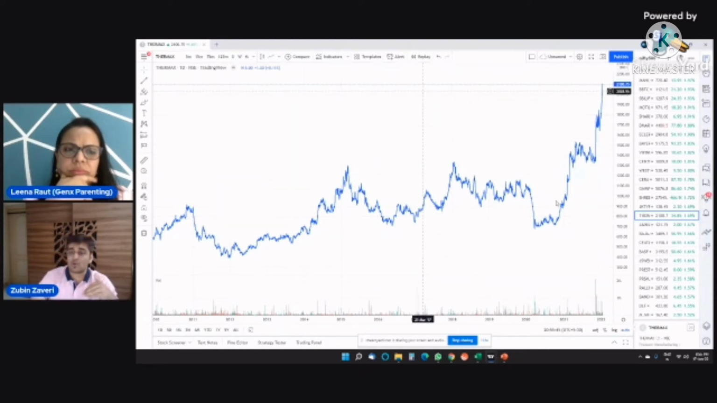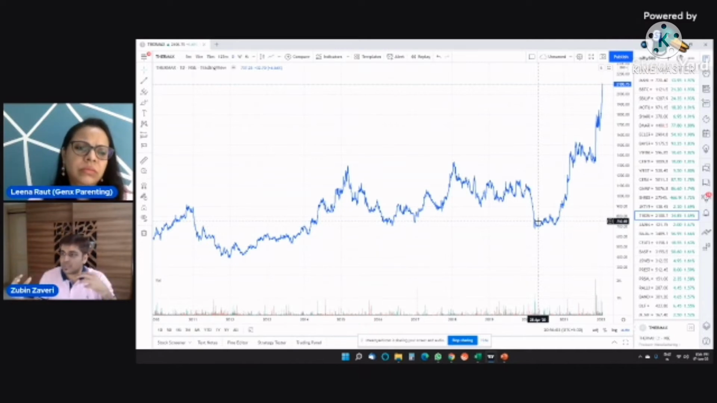So how to do that? How to follow the institutions with the help of this particular chart? How will we find out where institutions have bought this stock and where they have sold it? For that, in these charts, there are certain chart patterns. Have you heard about some patterns like double bottom, head and shoulders, cup and handle? Have you heard these a little bit? You must have heard something about supports and resistances, right?